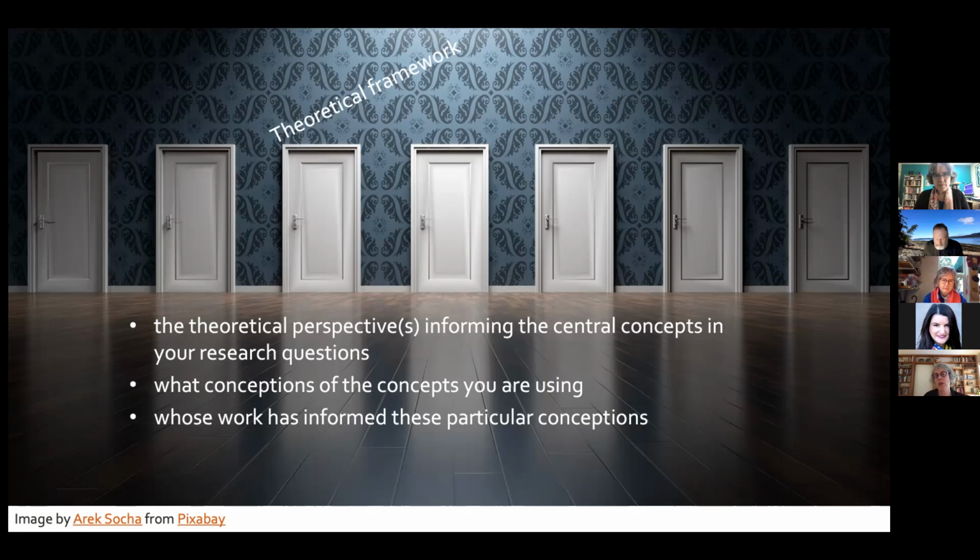And because those concepts are often broad and there are many different theoretical ways of looking at those, think about something like power or identity or those kinds of concepts, you need to explain what conception of that concept you are using, whose views are informing the way you use that concept.